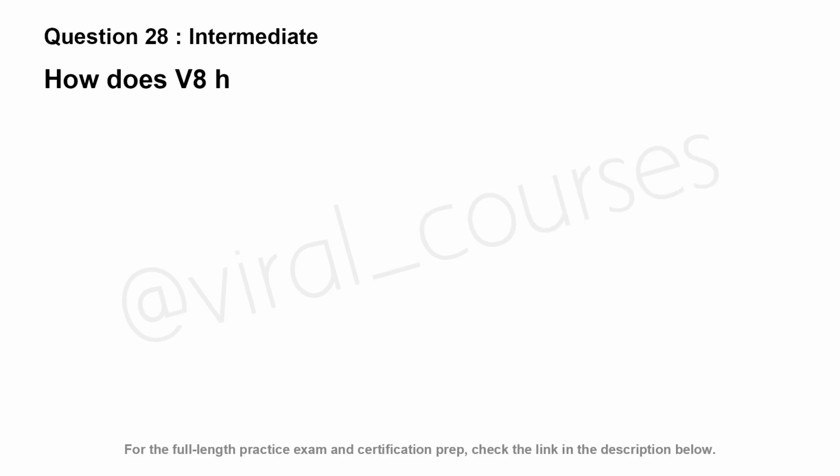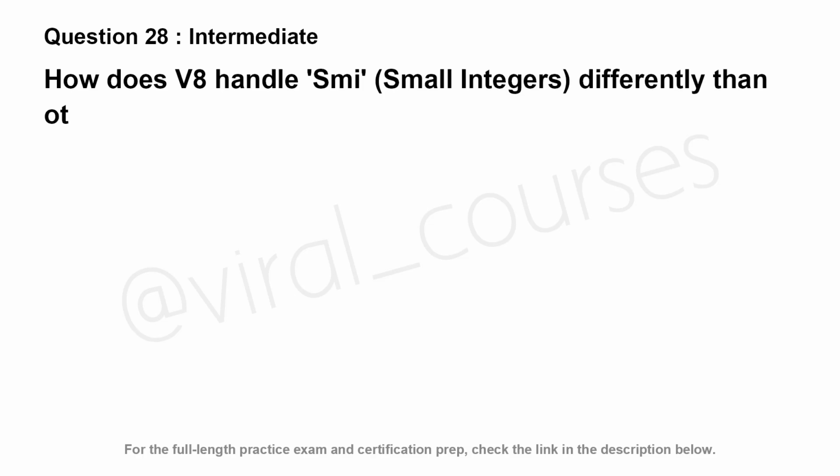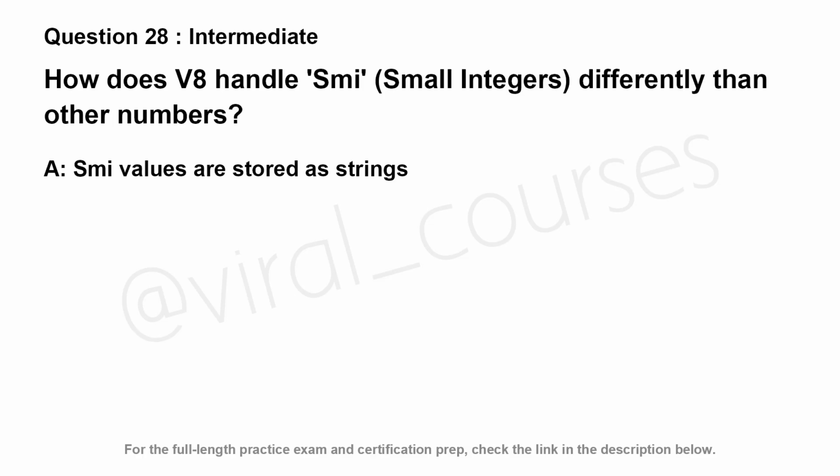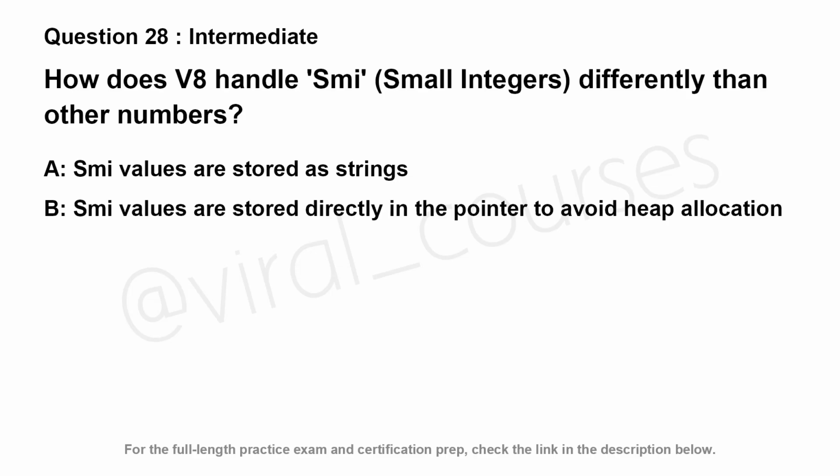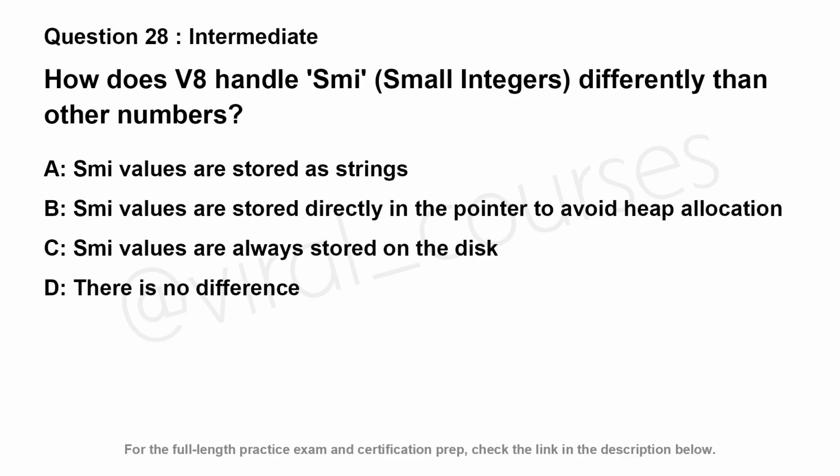How does V8 handle SMI, small integers, differently than other numbers? Option A. SMI values are stored as strings. Option B. SMI values are stored directly in the pointer to avoid heap allocation. Option C. SMI values are always stored on the disk. Option D. There is no difference.